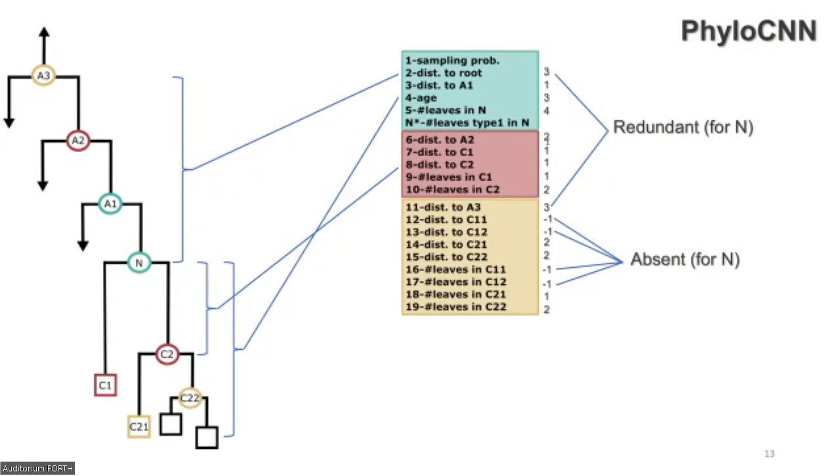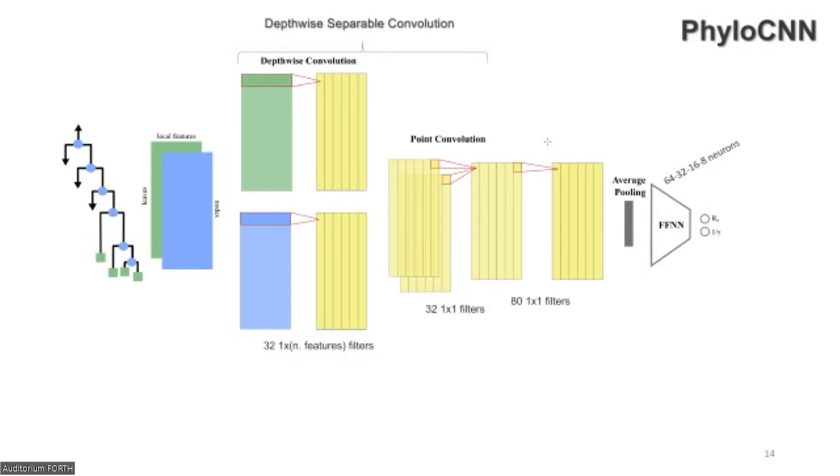So if you are very close to the tips, or if you are a tip, there will be a lot of -1s in this representation. And then what architecture did we use? So this is the architecture we use.